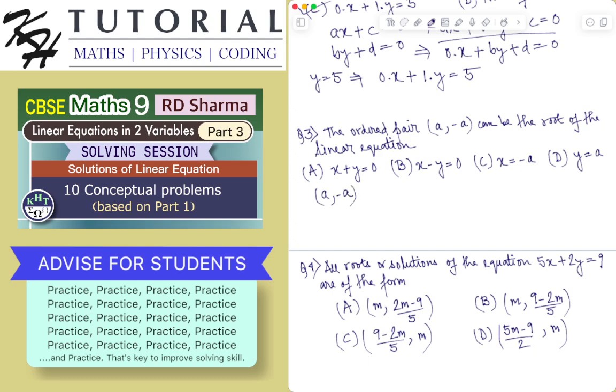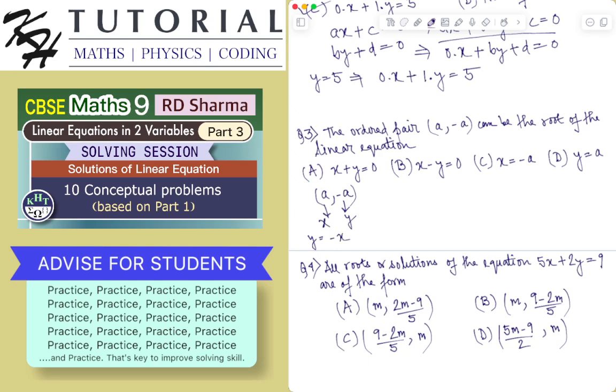It is a, minus a. This means that if this, then one possible linear equation whose solution root can be a comma minus a, we can see that the value of y is the negative of x. This is the y value of the solution, and this is the x value of the solution. We clearly see that y is equal to negative of x. Minus a is negative of a.